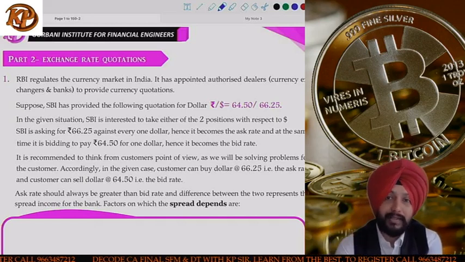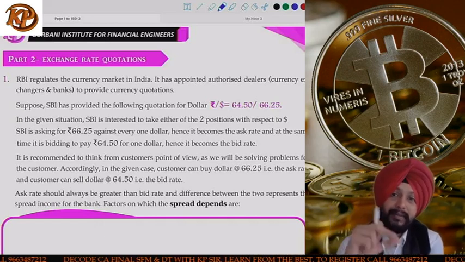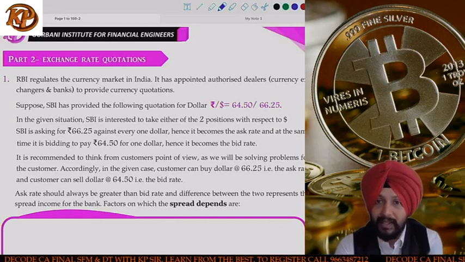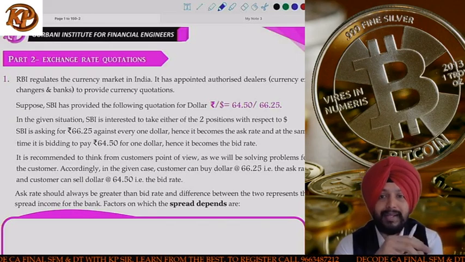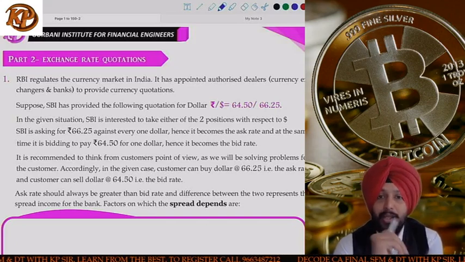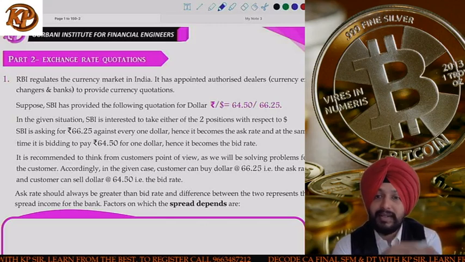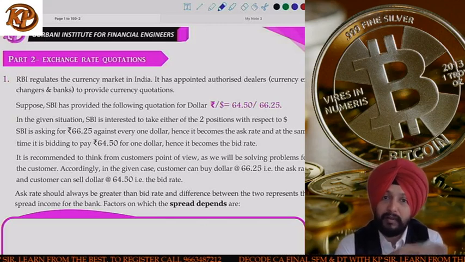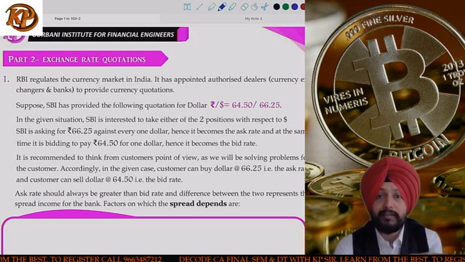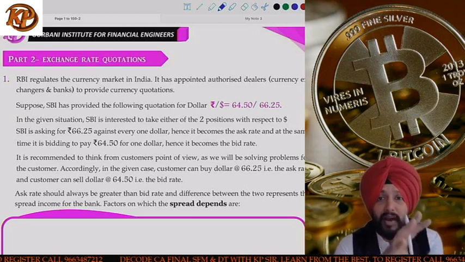RBI regulates the currency market. SEBI regulates the equity market. Equity markets are regulated by SEBI. Similarly, currency markets are regulated by RBI. When I say regulated by RBI, does that mean RBI will determine the exchange rates? Answer is no. Exchange rates are determined by demand and supply.